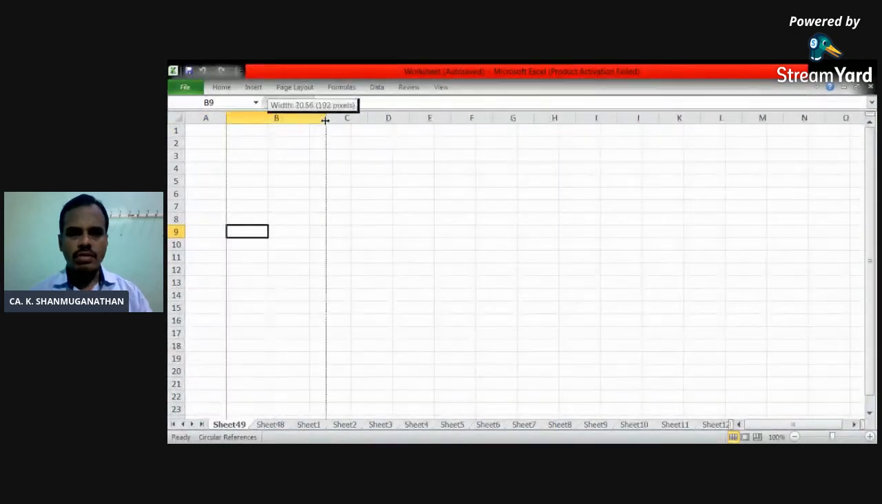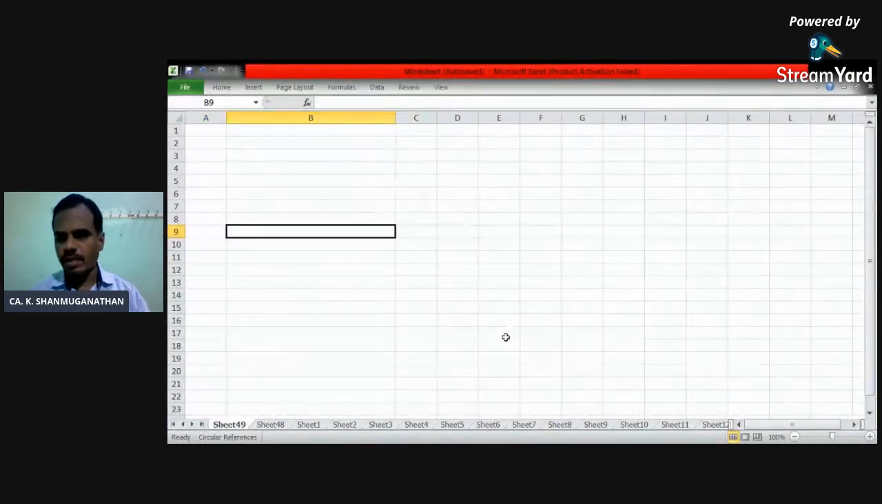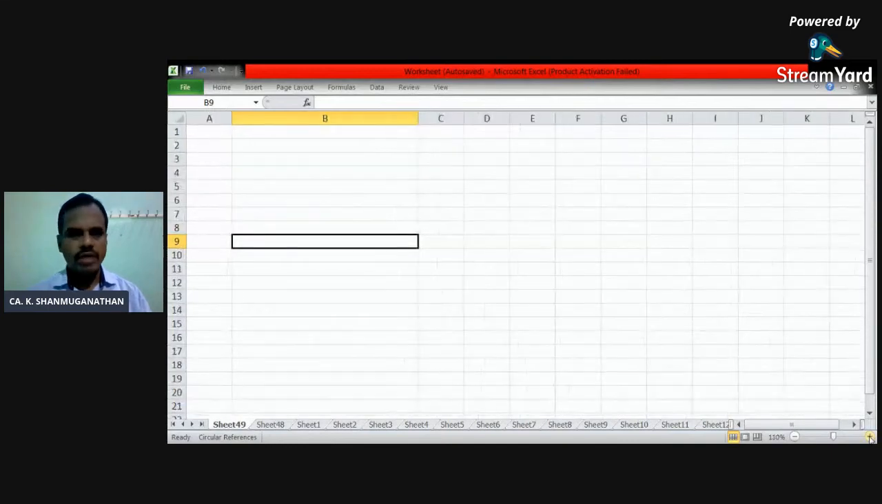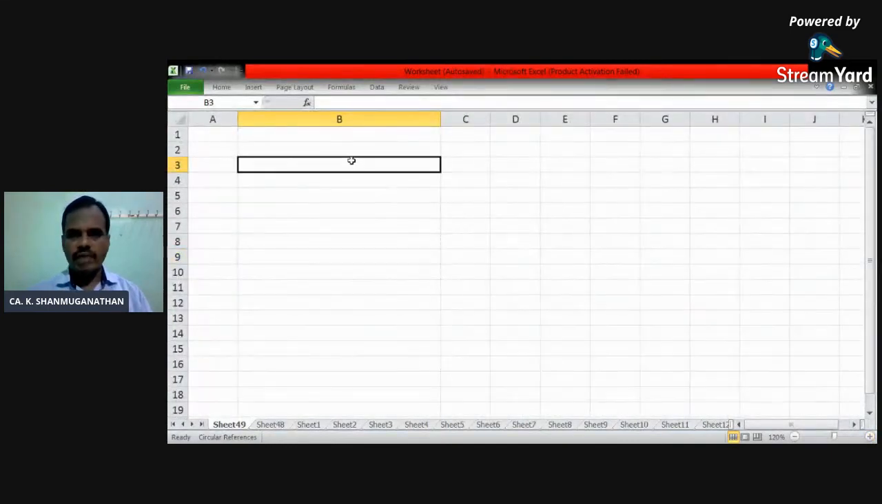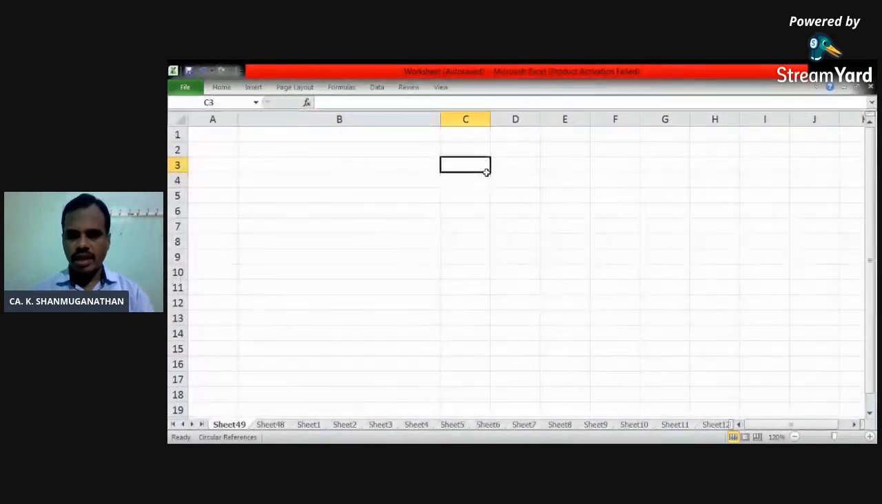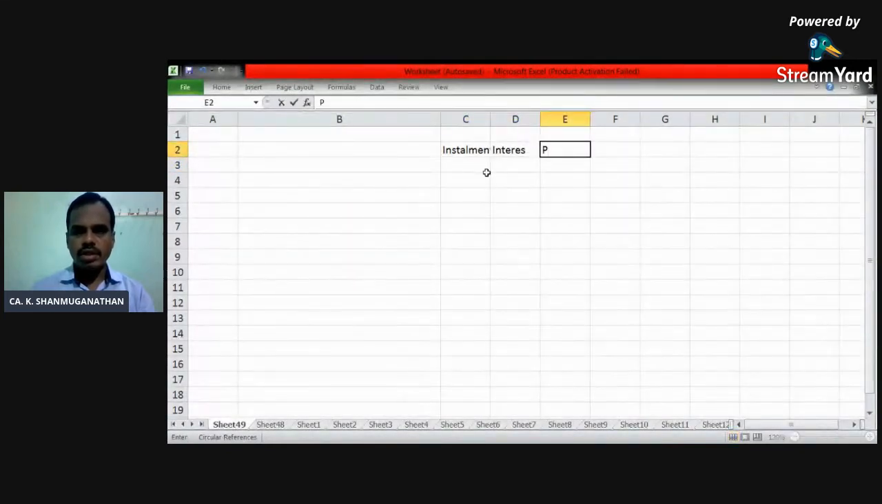So this calculation will enable us to find the interest out of each installment. After finding such interest, we will take the total installment and then reduce interest. This is the total installment. If we reduce interest, what you get is the principal portion. This is also called the cash price portion.